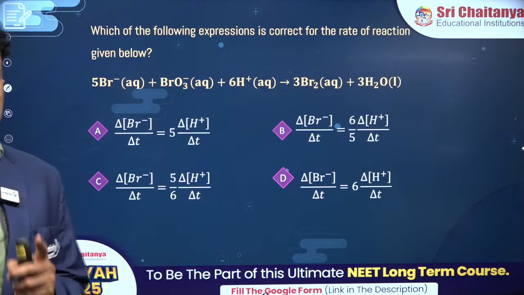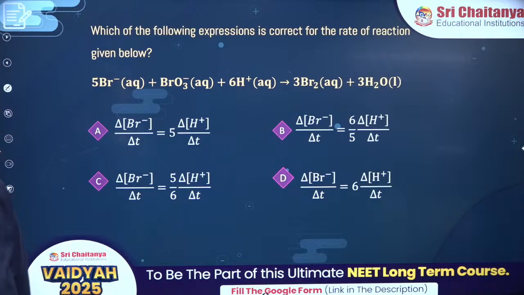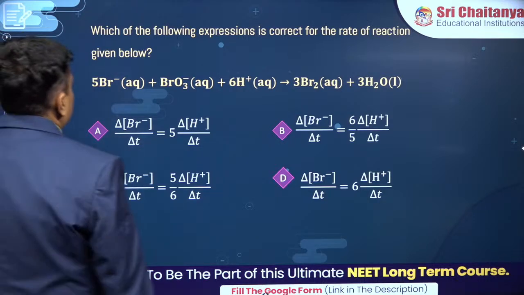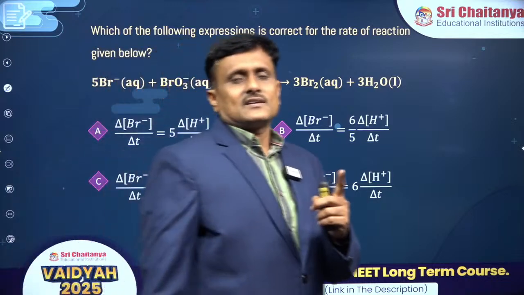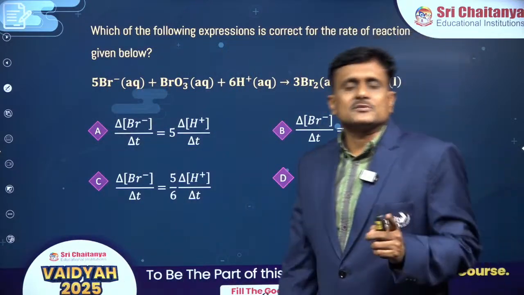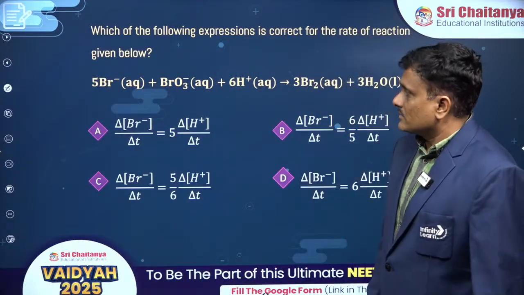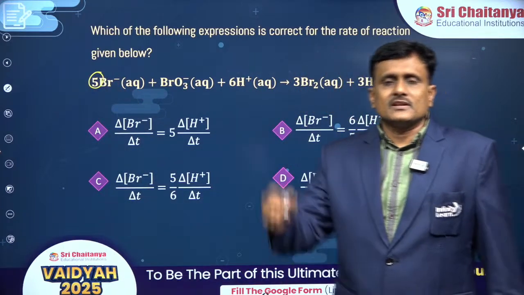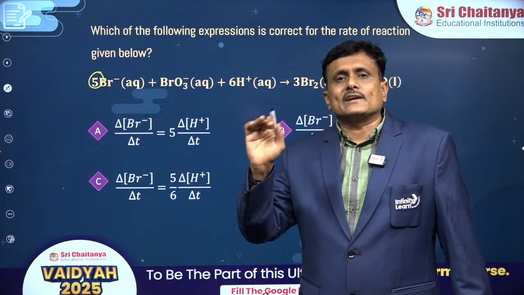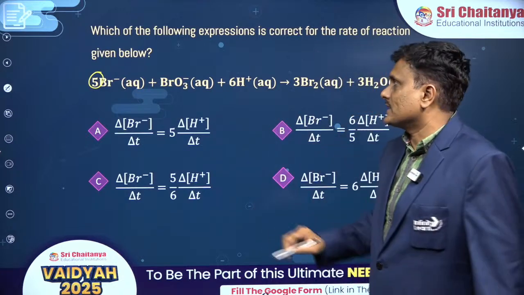Now you see the next question is also on chemical kinetics, and when you write the rate, you have to express this in terms of the stoichiometric coefficient. Always understand that whenever you are explaining in terms of the stoichiometric coefficient, always inverse the stoichiometric coefficient ahead of the change in the concentration of that particular component.